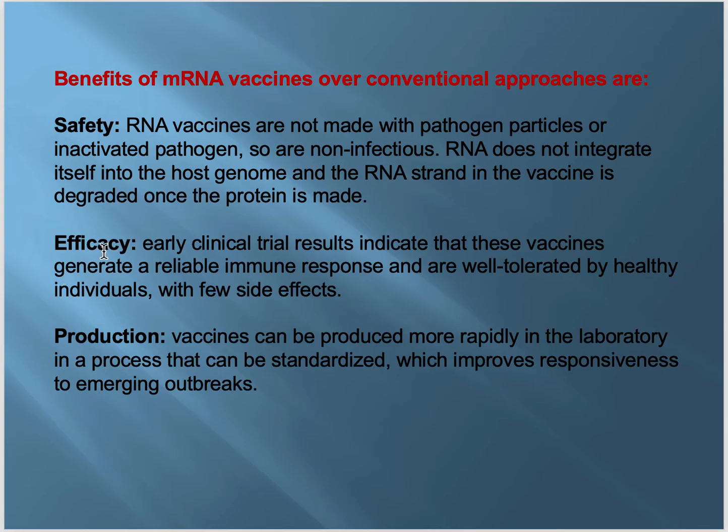Then efficacy. Early clinical trial results indicate that these vaccines generated a reliable immune response and are well tolerated by healthy individuals with few side effects. That was actually true when they did the trial for the COVID-19 mRNA vaccine. And production: vaccines can be produced more rapidly in the laboratory in a process that can be standardized, which improves responsiveness to emerging outbreaks. Suppose there is an emergency outbreak, the vaccine can be produced rapidly on an emergency basis.